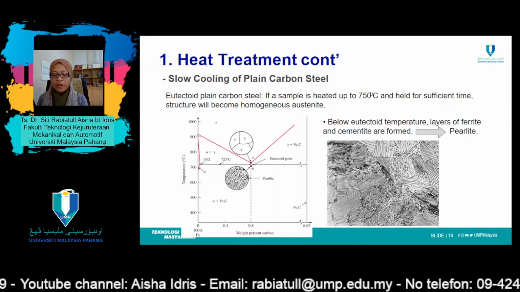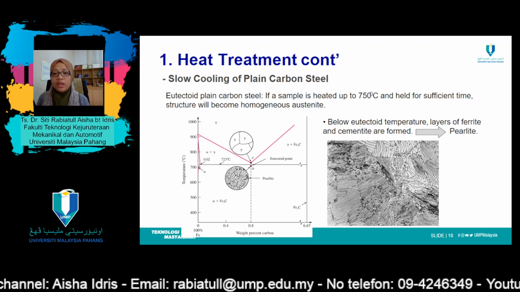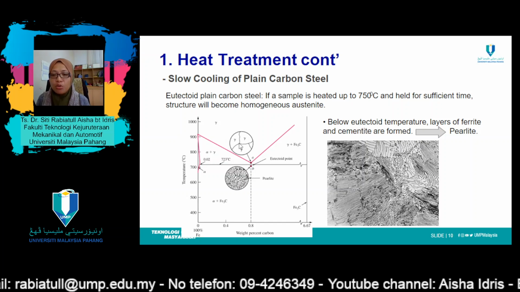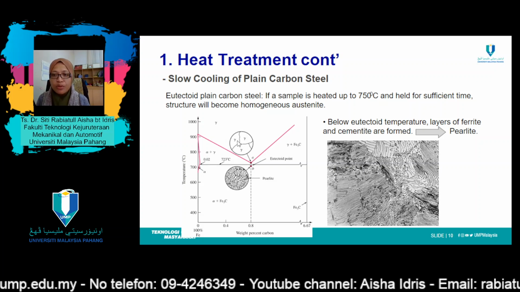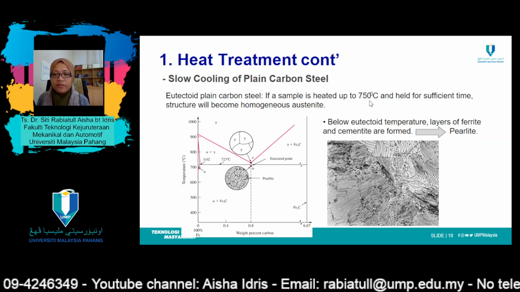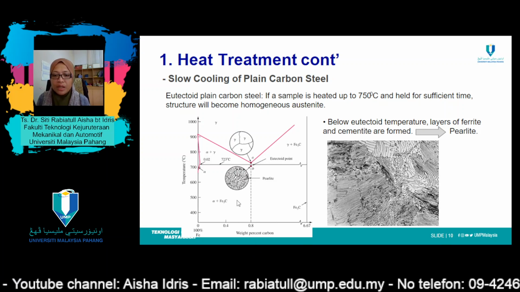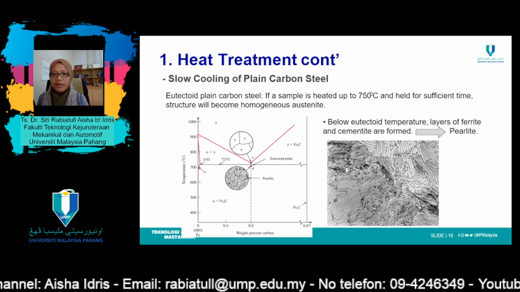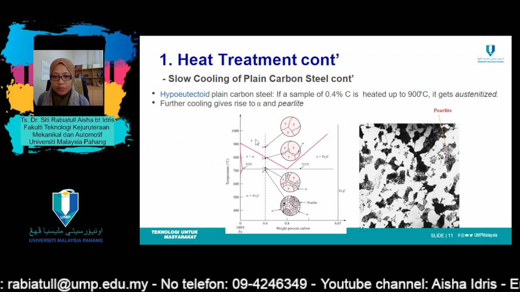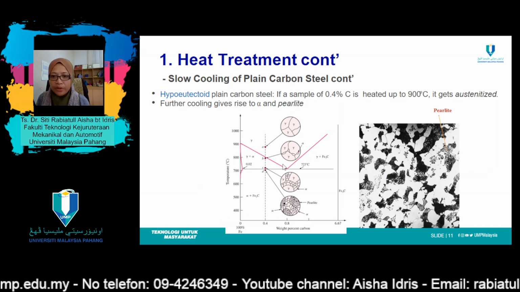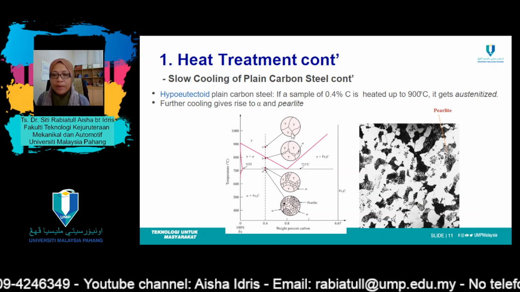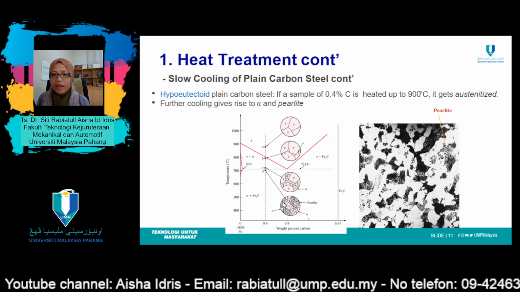And again, a revision from the previous lecture: once the iron carbon, the steel, is slowly cooled from austenite temperature to 750°C, it will change from austenite into 100% pearlite. And this is the microstructure for pearlite. And for hypoeutectoid, which is before the eutectoid point here, when we slowly cool the steel, we change the microstructure into alpha ferrite and pearlite.